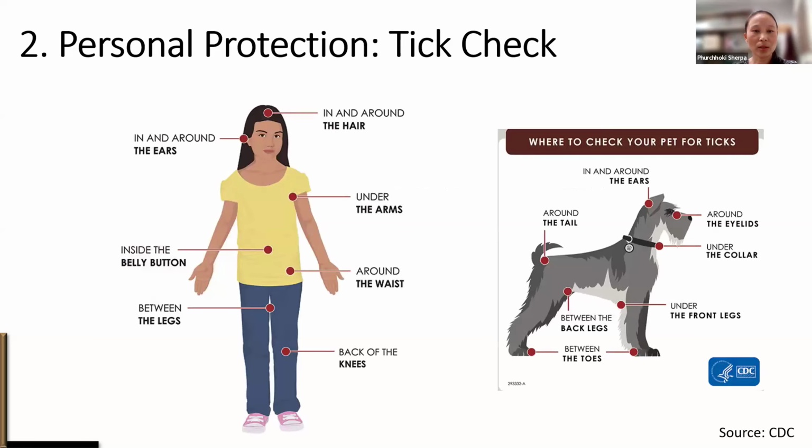And the other personal protection method that I recommend is the tick check. Whenever you come in from outdoor activities, always do a tick check on you and your pets. If the pet has flea and tick medication, usually that takes care of the tick, so it will kill them. But also do a tick check for sure. The spots where you want to check for ticks are very similar on us and our pets. Always check at places where it's dark and can be warm, where ticks love to hide.